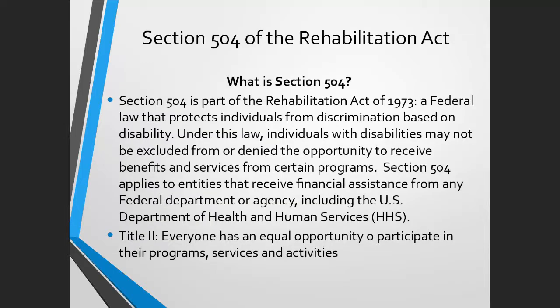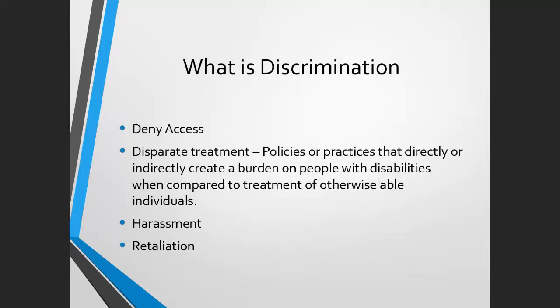There is a second law that does apply to us as a federally funded institution. That is Section 504 of the Rehabilitation Act. It is also about equal opportunity to participate and avoiding discrimination for individuals who meet that definition of disability. So what is discrimination? We're providing them accommodation and supporting them with accommodation, which we're going to go into more detail on, and we're avoiding discrimination. We're avoiding limiting their access, denying them the benefit of services, disparate treatment, which means policies or practices that directly or indirectly create burden on an individual with a disability compared to those who are otherwise able.